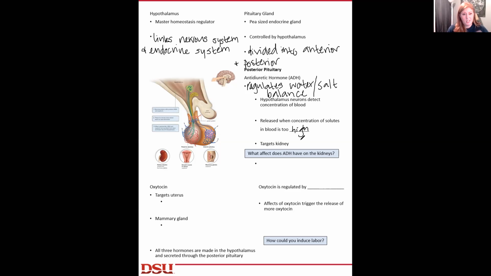And so the ADH is going to say, hey, conserve water. We need to keep water in here. Again, that is going to work with the kidney, because in the part where the kidney, the nephron, is recycling and water is being reabsorbed, it tells the kidneys, leave as much water in the system as you can. And that's when you get the super dark urine that we talked about. So what effect does it have? It reabsorbs water.